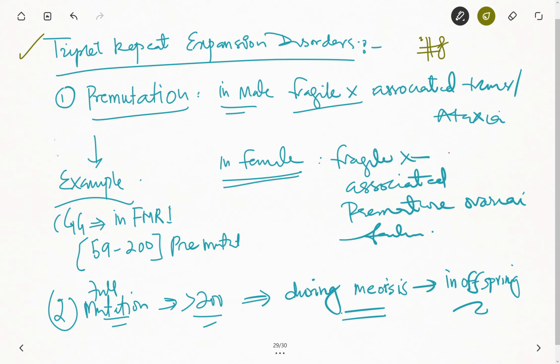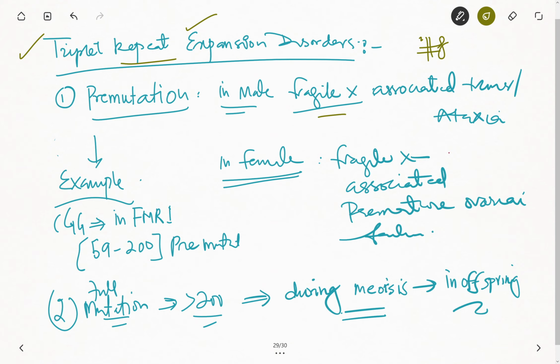So if there is expansion of the triplet repeat, what happens is that either the gene product, such as protein synthesis, is decreased, like in the case of Fragile X, or in the case of Huntington disease, due to the triplet repeat expansion, the product of the gene becomes neurotoxic, specifically to the basal ganglia, which produces the abnormal movements.